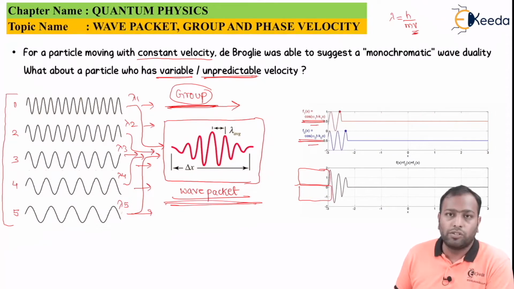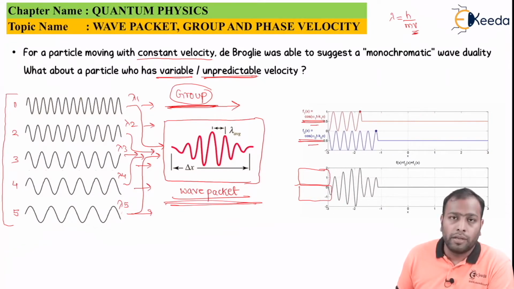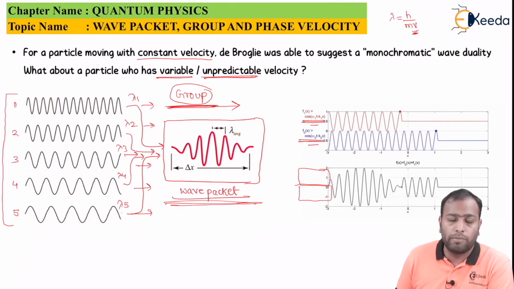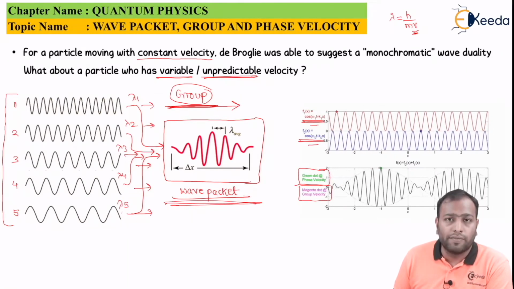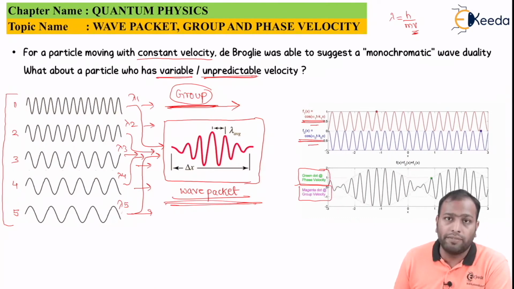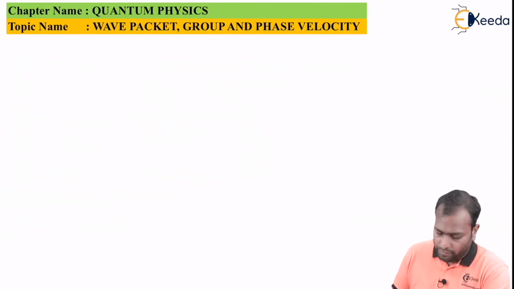Now, a question could arise for your Viva exams. The examiner could ask you to differentiate between group velocity and phase velocity. Do remember that group velocity is the velocity of the wave packet and phase velocity is the velocity of the individual waves. Let's move to the next one.